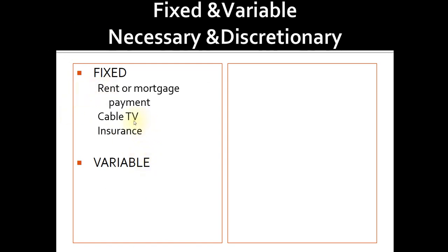Insurance premiums do not change. The amount you pay for your homeowner's insurance or your car insurance is a fixed expense and does not change. A variable expense is something that does change.